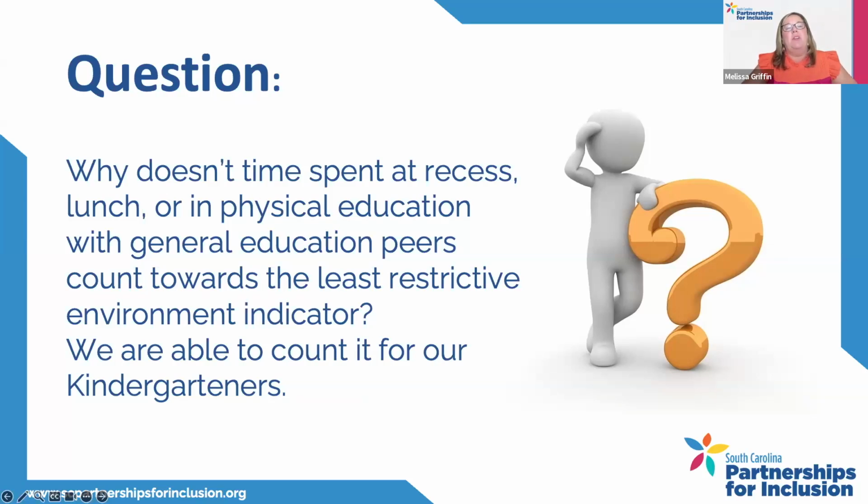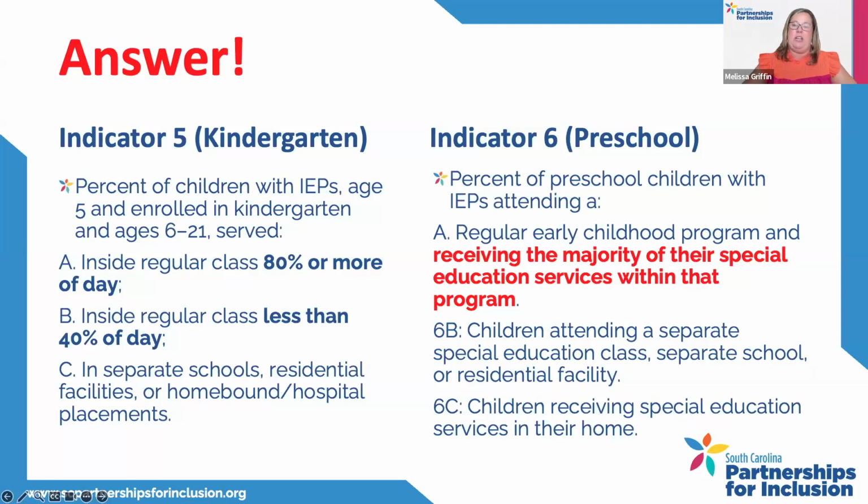Okay, so one of the questions was, why doesn't time spent at recess, lunch, or in physical education with general education peers count towards the least restrictive environment indicator in preschool? We're able to count it for our kindergarteners. And so the answer to that is that they're actually different. Remember when Carrie said that in 2021, they separated out the age 5 kindergarteners from the 3 to 5 not in preschool group. And so now indicator 5 is our kindergarten indicator.